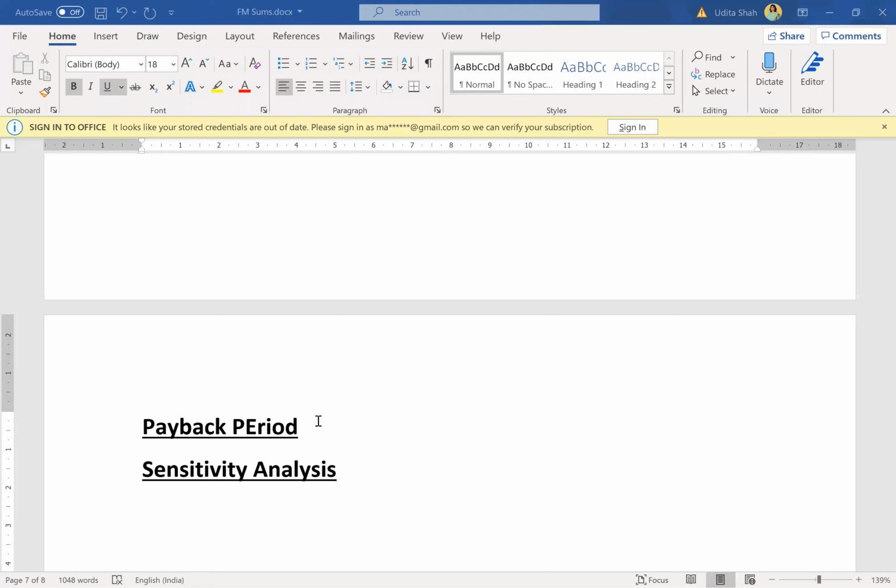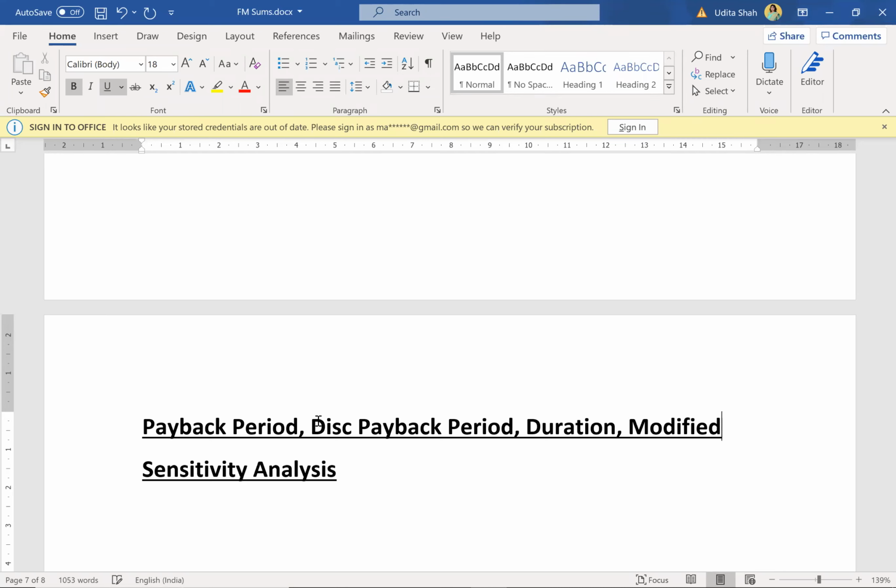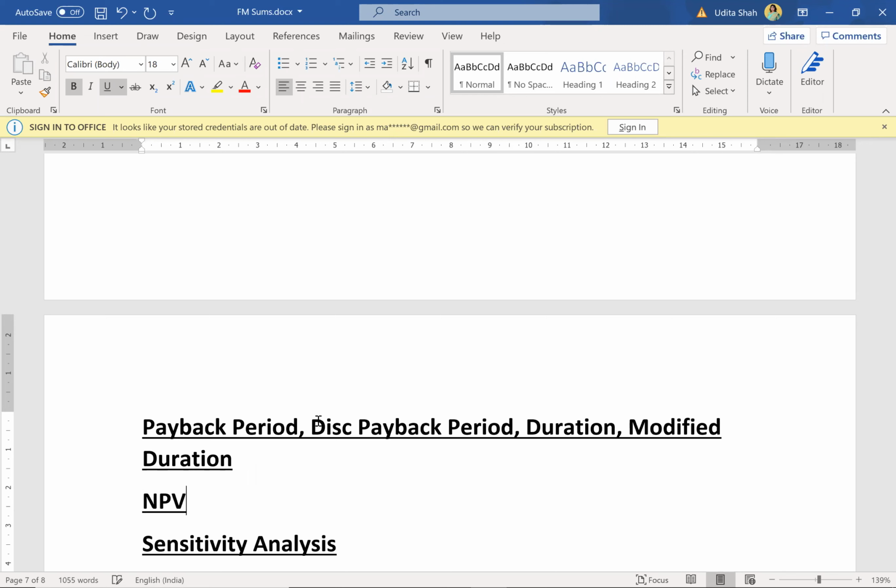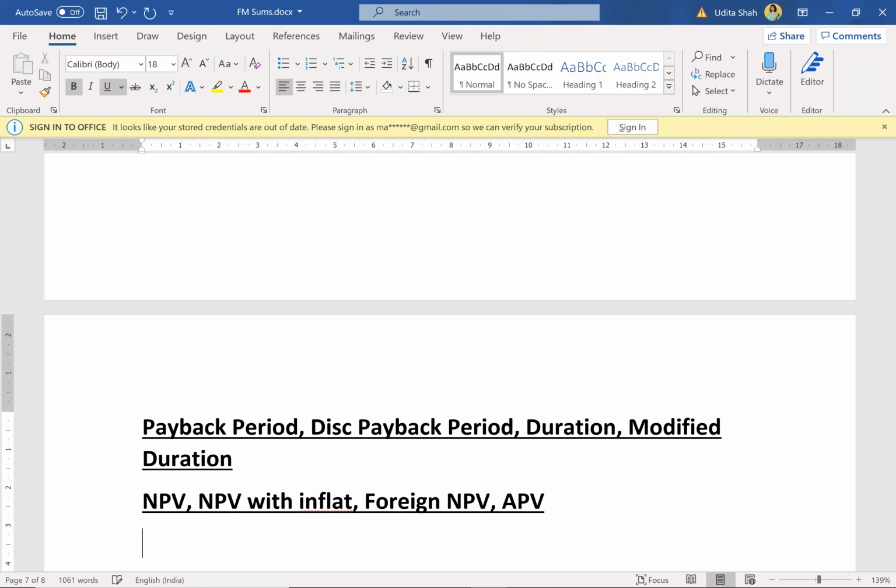So payback period, then discounted payback period that we have done. After that we have done duration, then we have done modified duration, correct? Then we have done NPV with inflation, then foreign NPV, then APV, adjusted present value, also we have done. Okay, then we have done IRR and we have done MIRR, correct?